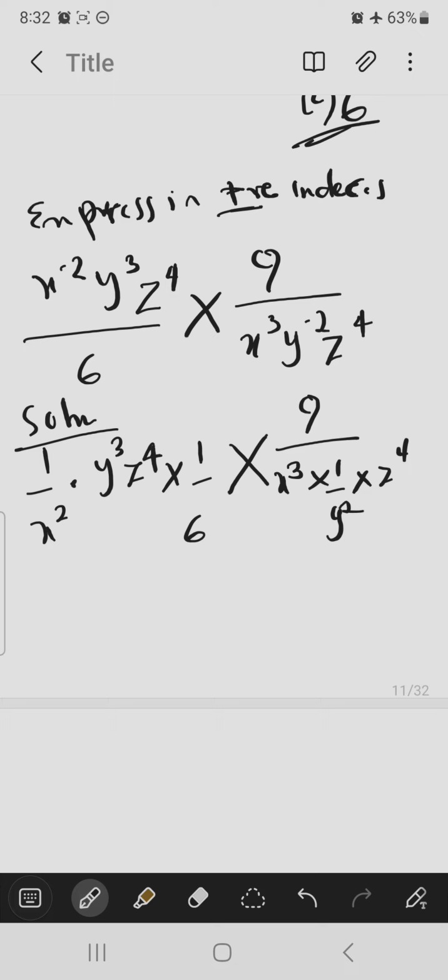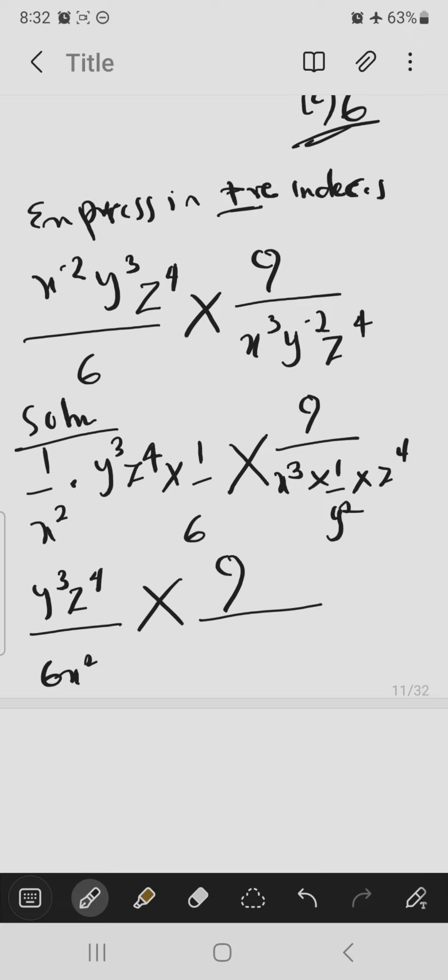And I hope you understand what I'm saying. So this one will now be 1 times y cube, z raised to power 4, multiplied by 1 all over 6 x square, x square times 6, multiplied by 9 over x raised to power 3. This one is going to be 1 over y square. When you change the base, this one will be y square over 1. So it will be multiplied by y square multiplied by 1 multiplied by z raised to power 4. So that's how it's going to be solved.